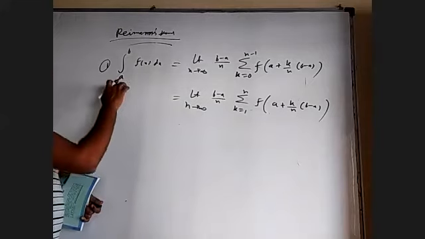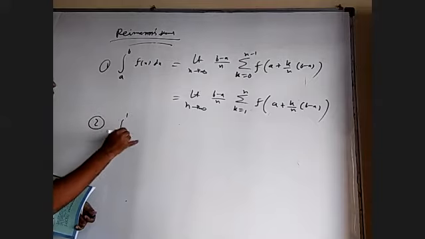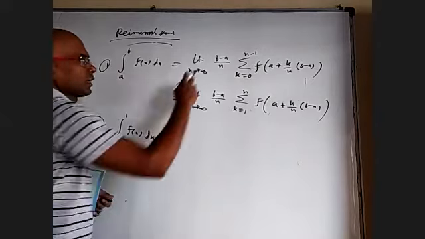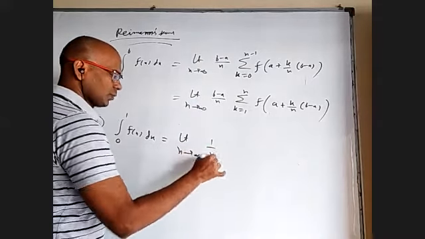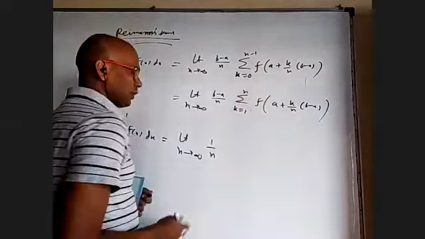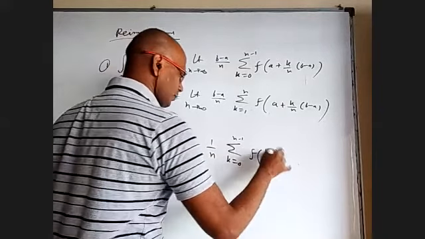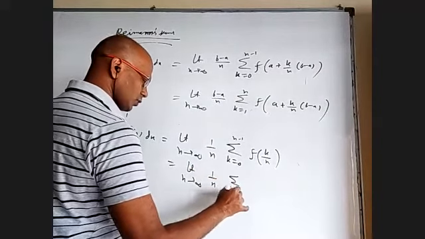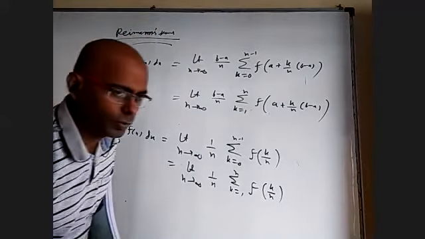We are not going to deal with a to b so often. We are going to deal with 0 to 1. So let me write separately for integral 0 to 1 f of x dx. Same formula, but b is 1, a is 0. So limit n tends to infinity, 1 by n, sigma k equal to 0 to n minus 1, f of k by n. It is also the same as the limit n tends to infinity, 1 by n, sigma k equal to 1 to n, f of k by n. This is what we are going to use more often.